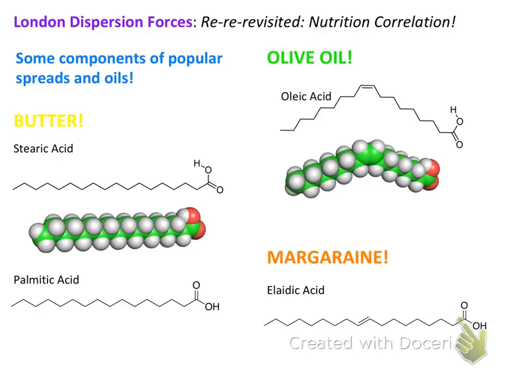So stearic acid has an 18 carbon chain in it. This 18 carbon chain can stack nicely with other stearic acids.